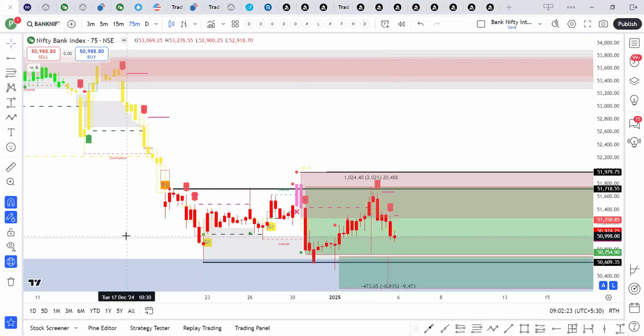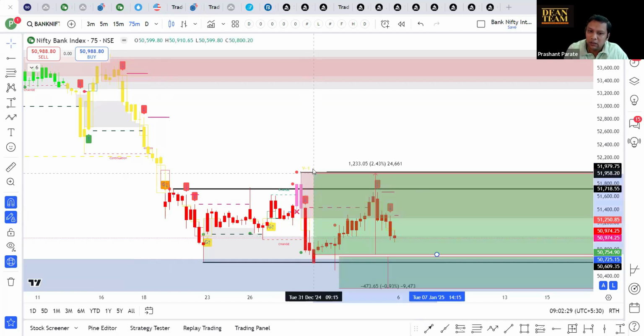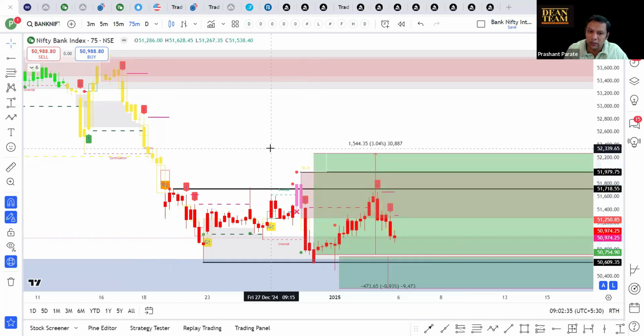One is to two. It should be one is to three at least. So if you feel that it should be 1 is to 3, then you should not take the trade. And only if it is expected to go above 1500 points, then you can look for that trade.